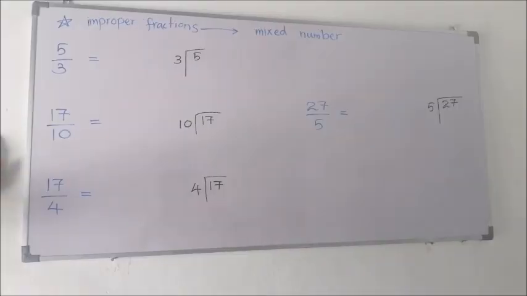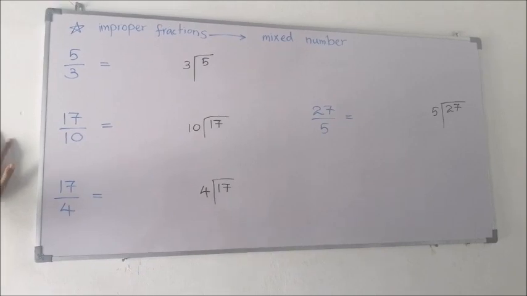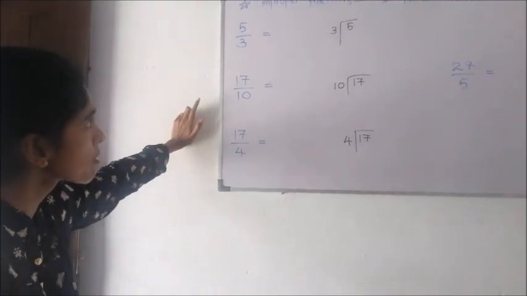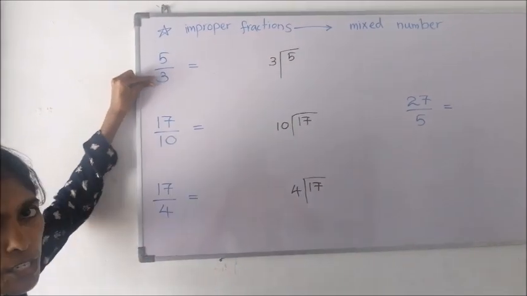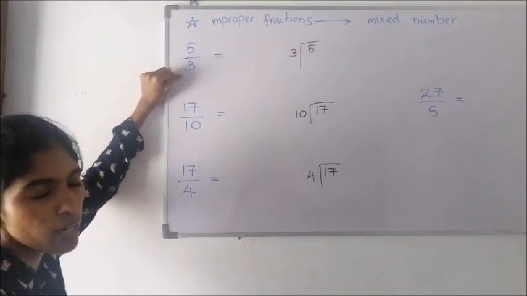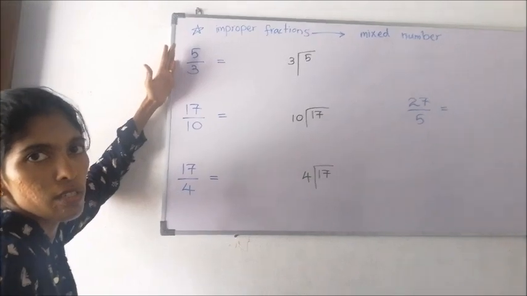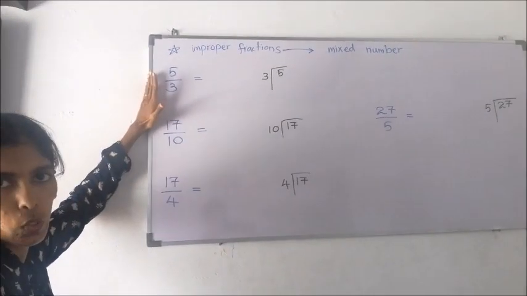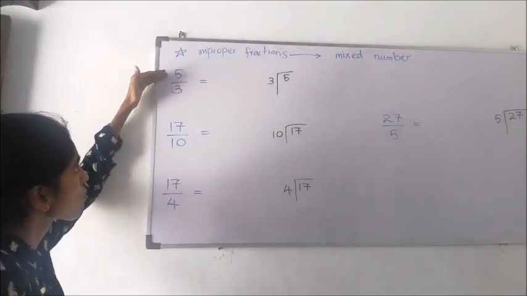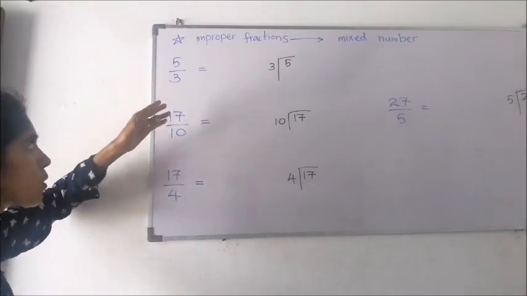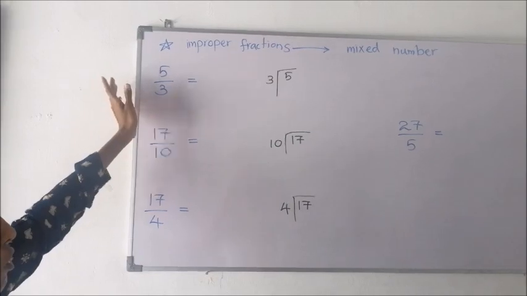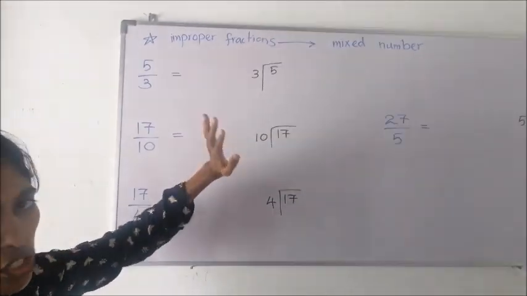Now children, we will learn how to convert improper fractions into mixed numbers. See the first example. This is the numerator, this is the denominator, 5 over 3, right? Any fraction represents a division also. That means we can think that 5 is divided by 3. So, to convert any improper fraction into a mixed number, we will go to the division method.